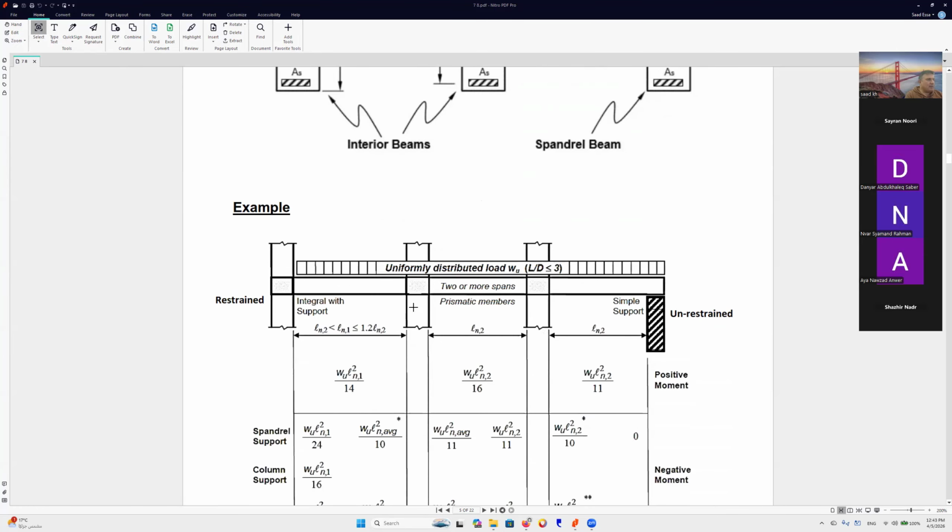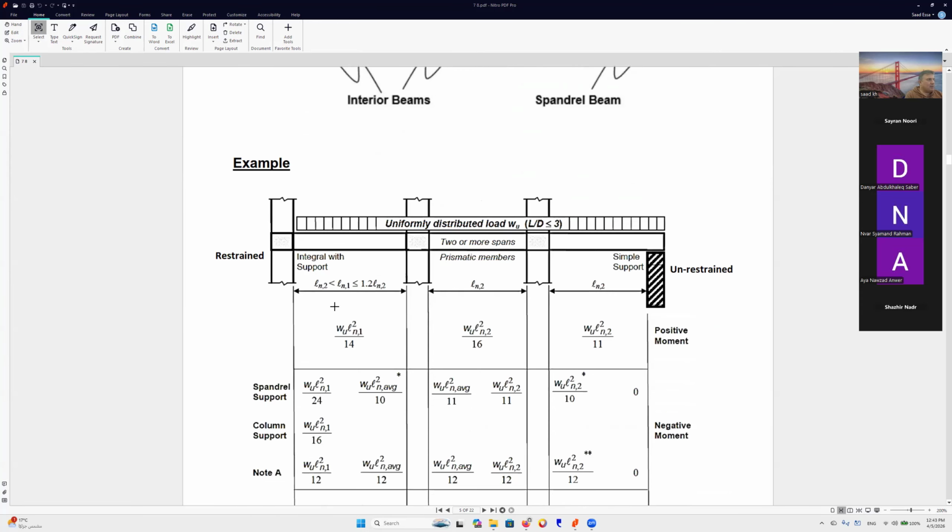So here we have, for example, I think in this example, you will understand carefully. So here we have restraint, okay, restraint. For example, we have a column integral with the support. We have 1, 2, 3. We have here 3 spans. Here we have 2 or more prismatic spans.